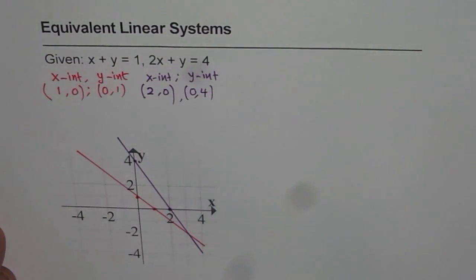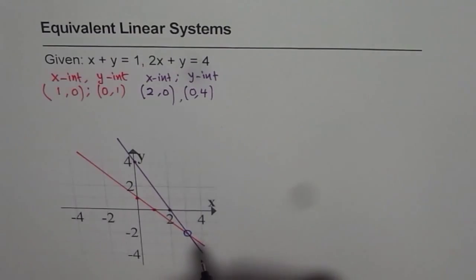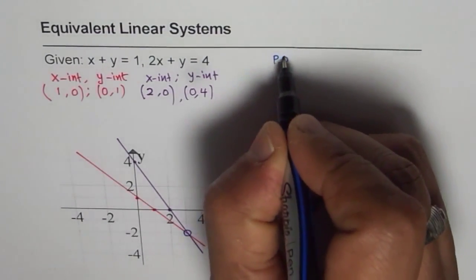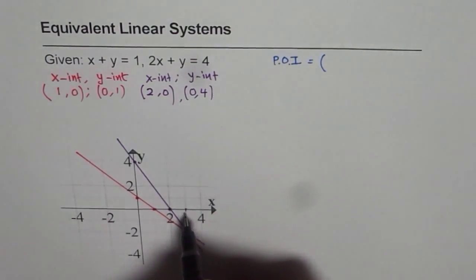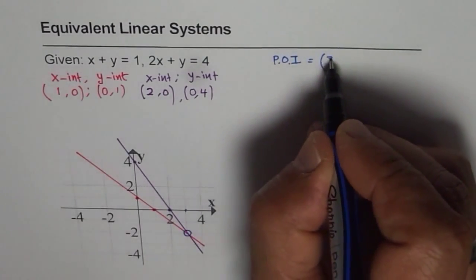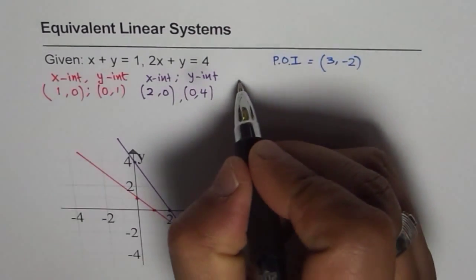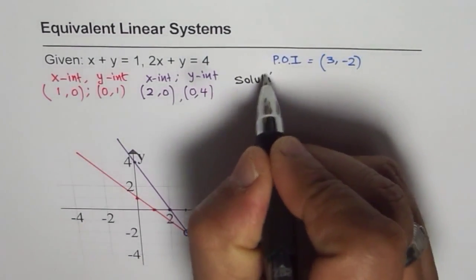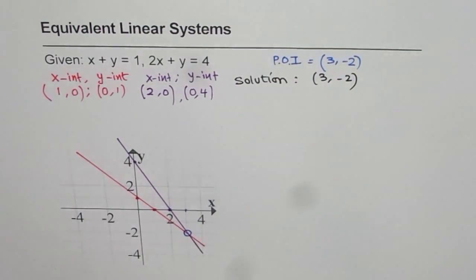Now these 2 lines intersect at a point, right? They are not parallel, so they will surely intersect. And the point of intersection is (3, -2). So what we can say here is, what is the solution of the linear system? The solution is (3, -2). That is what we've got.